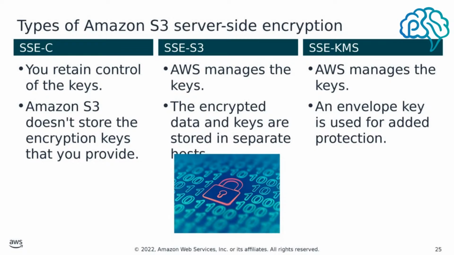So SSE with customer-provided keys, that would be a customer-provided key where you would manage the encryption keys. Another one would be the SSE with Amazon S3 managed keys. So when you use server-side encryption with S3, and Amazon would manage these keys, each object is encrypted with a unique key. And then we also have SSE with AWS KMS keys. So this would be server-side encryption with AWS KMS keys. It would be very similar to the SSE S3, but the additional benefit would be that you also have separate permissions for the use of the KMS key.